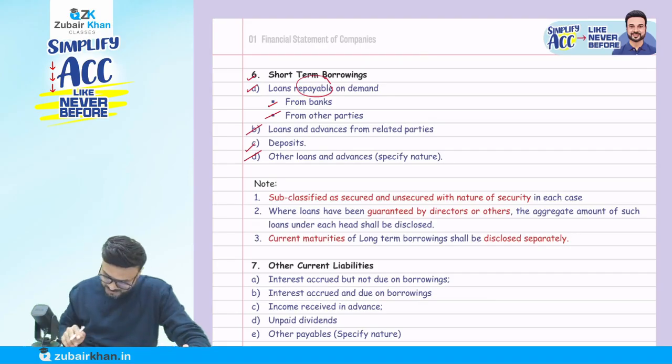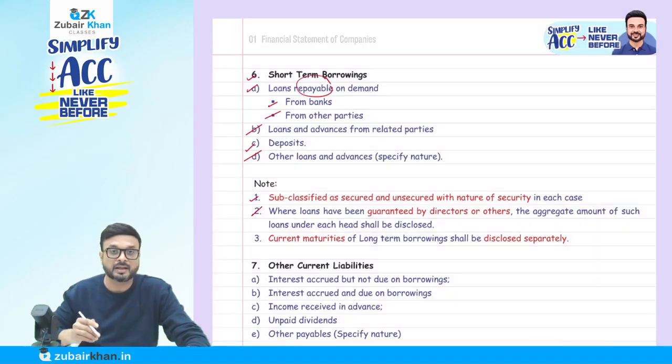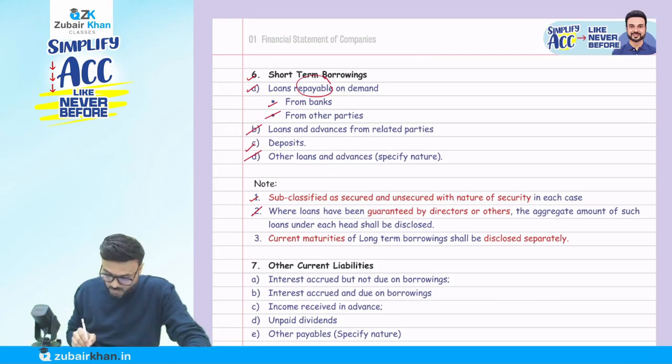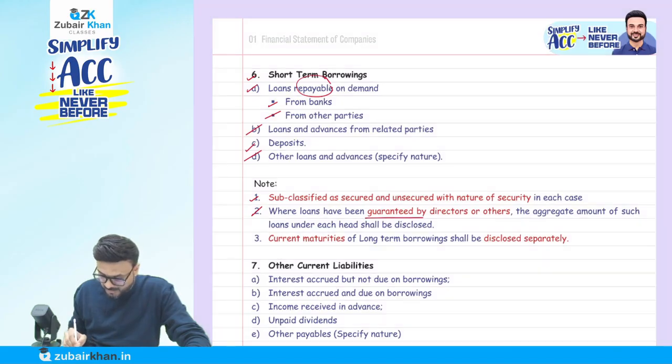A very important point that I want to discuss with you here. The first and second are simple, there's nothing special in that. Obviously, like the long-term borrowing, for short-term borrowing also we have to classify between secured and unsecured, that is, borrowing which is secured against any asset or unsecured. Where the loans have been guaranteed by the directors or others, the aggregate amount of such loans under each head shall be disclosed.